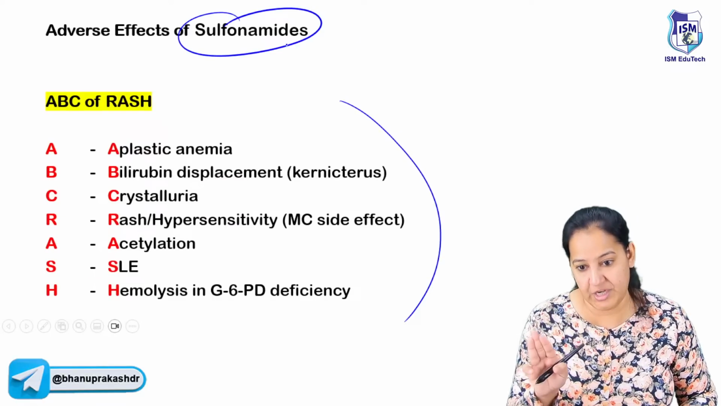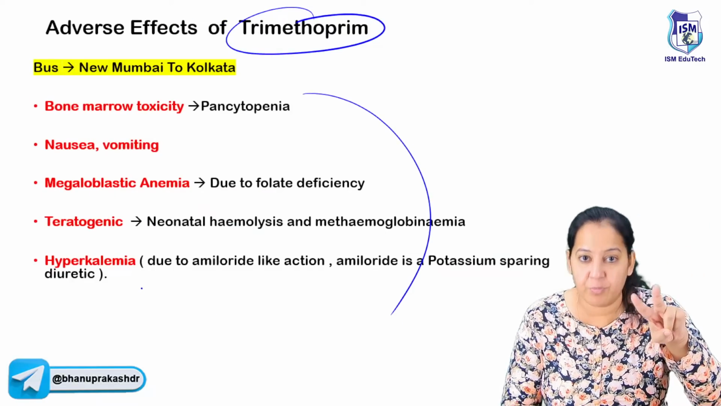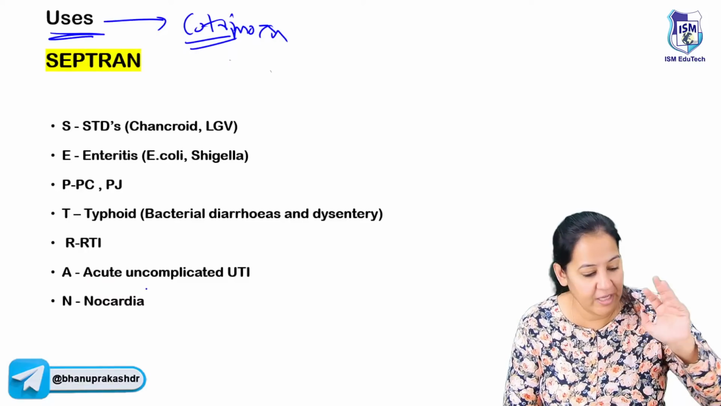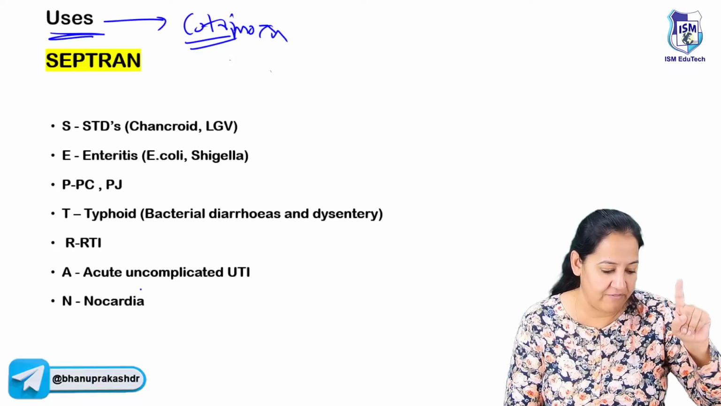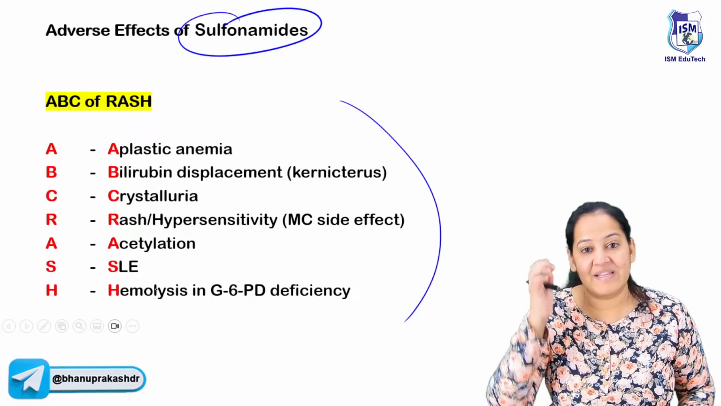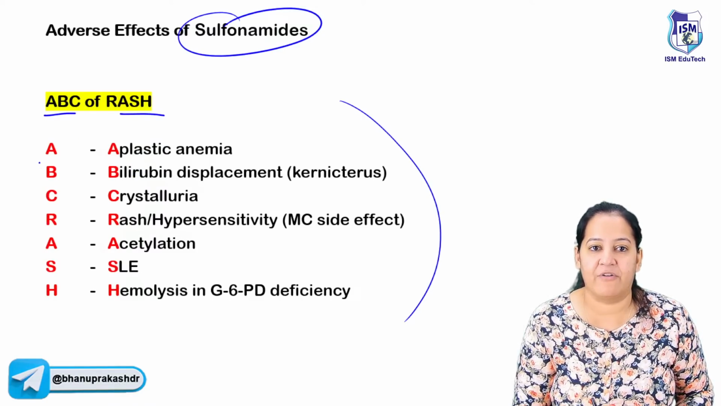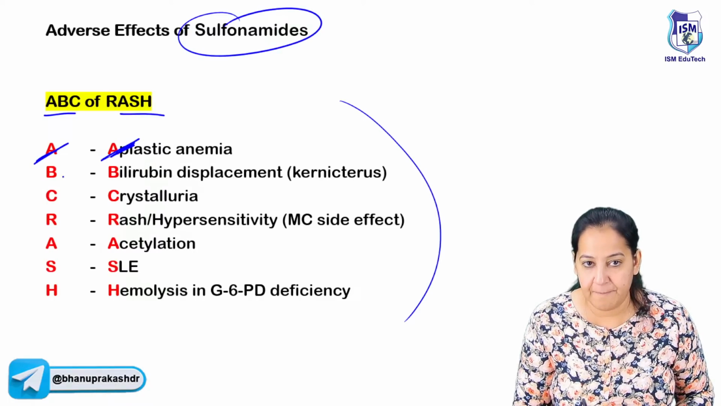So I'm going to give you 3 mnemonics: one for the adverse effects of sulfonamide, one for the adverse effects of trimethoprim, and one for the uses of both of them. We use them together, that's why for uses we have only one mnemonic. Say yes if you got it. So for the adverse effects of sulfonamide, the mnemonic is ABC of rash. A stands for aplastic anemia.